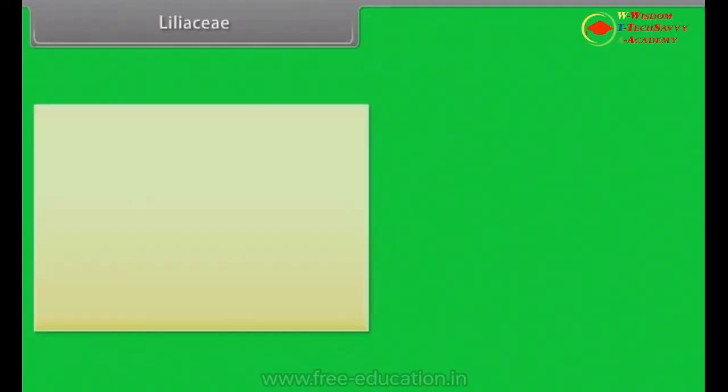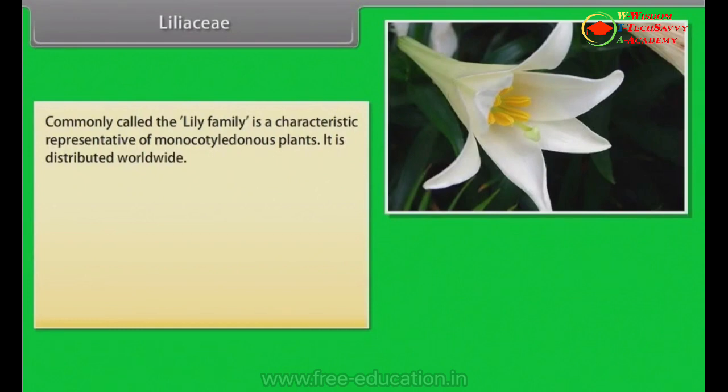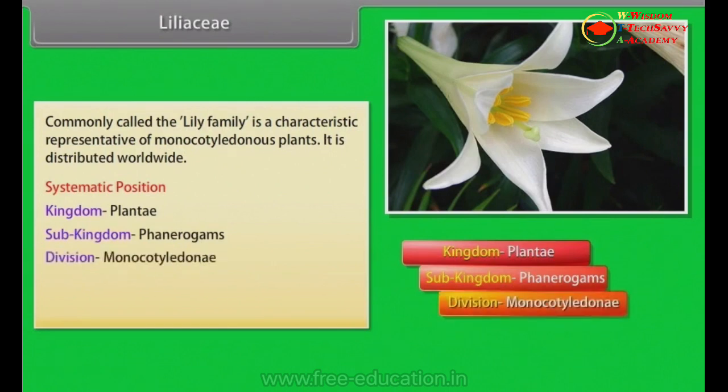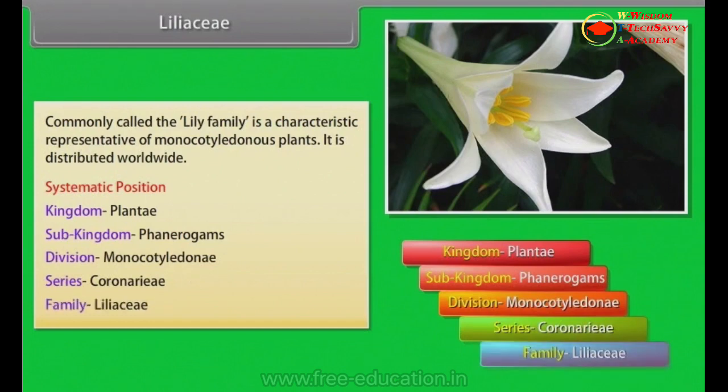Liliaceae, commonly called the lily family, is a characteristic representative of monocotyledonous plants. It is distributed worldwide. Systematic position: Kingdom Plantae. Subkingdom Phanerogams. Division Monocotyledonae. Series Coronarieae. Family Liliaceae.